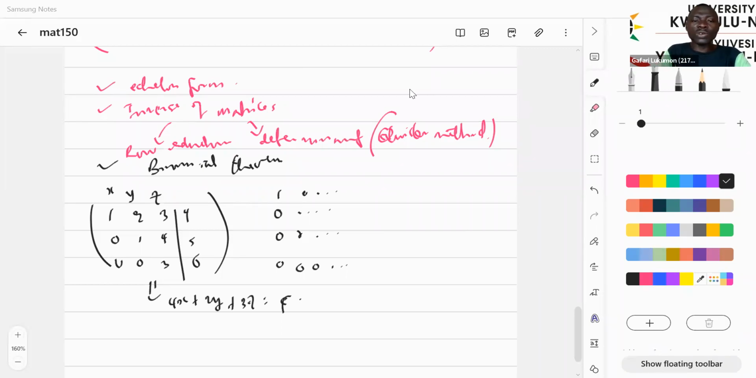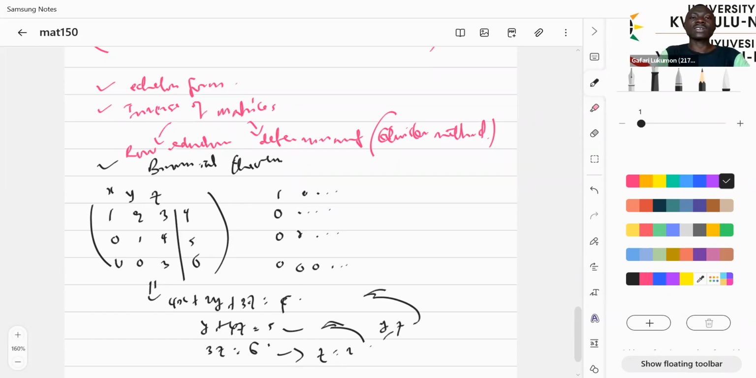And this one will give me y plus 4z is equal to 5. Then you have 3z is equal to 6. So from here, I can find the value of Z. As soon as I know the value of Z here to be 2, you can use it to find the value of Y. Once you know the value of Y and Z, then you use it to find the value of X. I hope that helps.